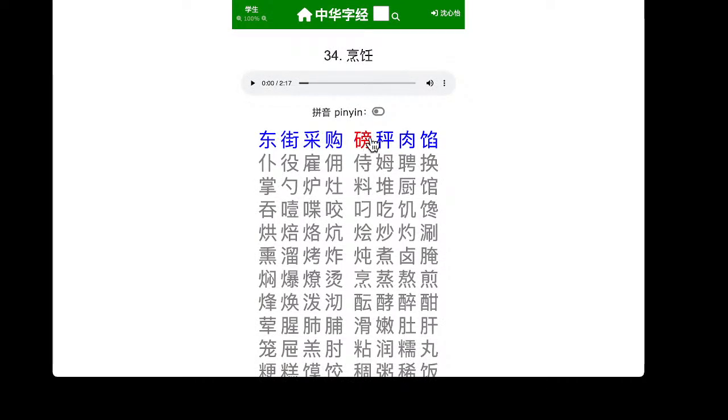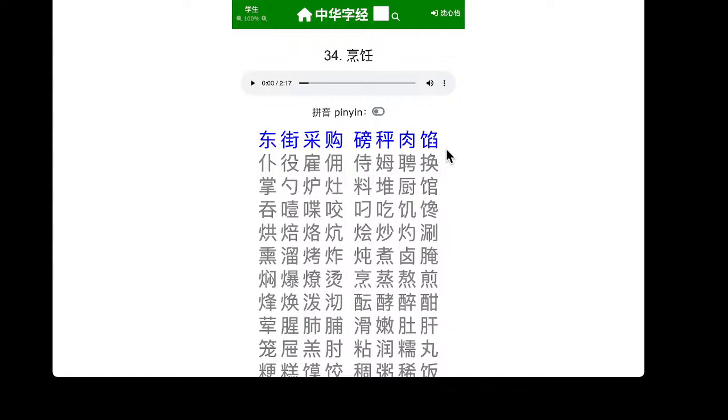Now let's take a look at the sentence, okay? So 东街采购磅秤肉馅. Okay, so 东街, that means the East Market, basically. East Market of the village. Okay, so they call it 东街, right? The east part of the street that has stores. 东街采购. Okay, 采购 is a two character word. 采购 means procurement, means purchase. Okay, 东街采购 means you go to the 东街 market and buy a bunch of groceries.